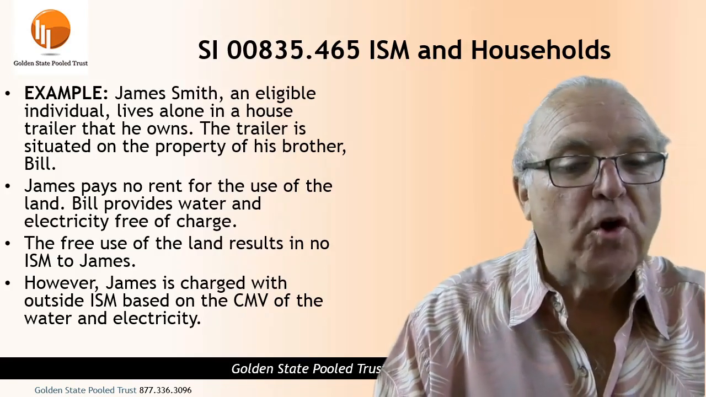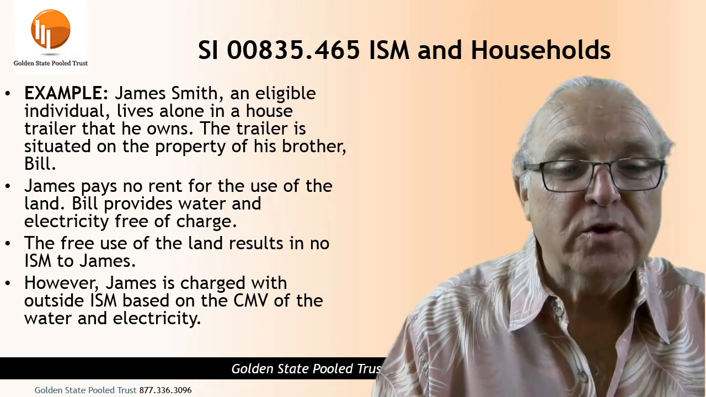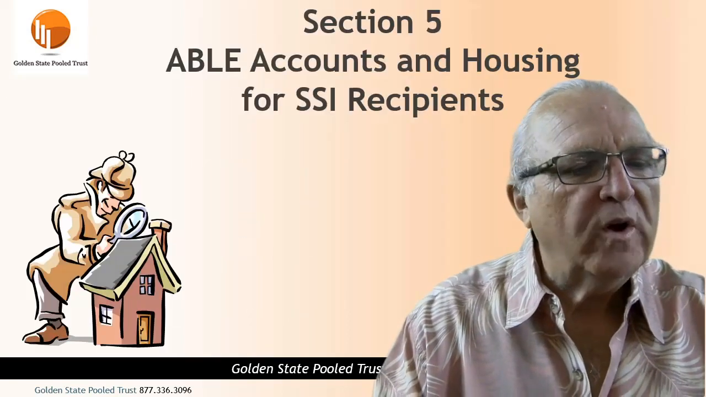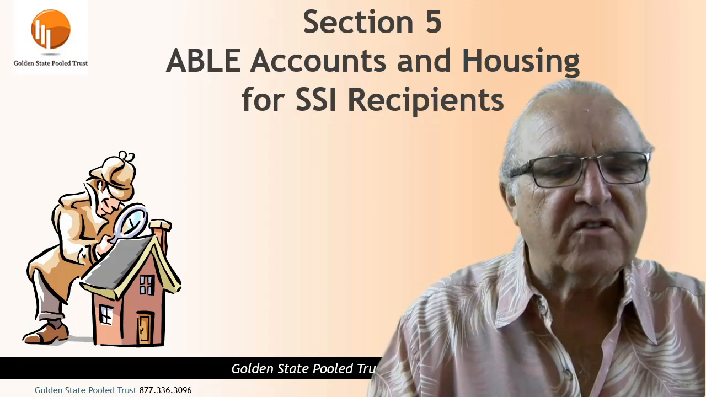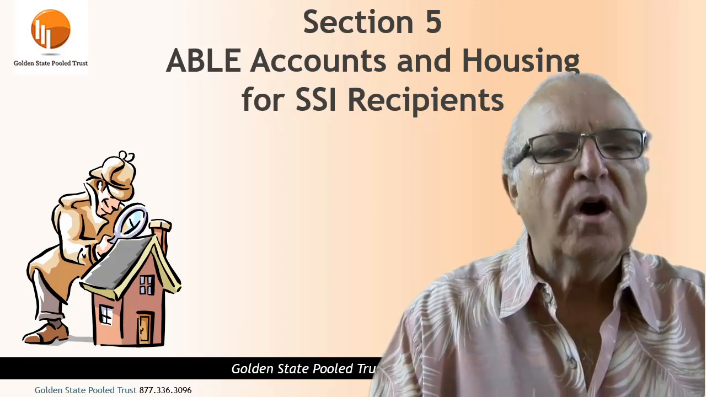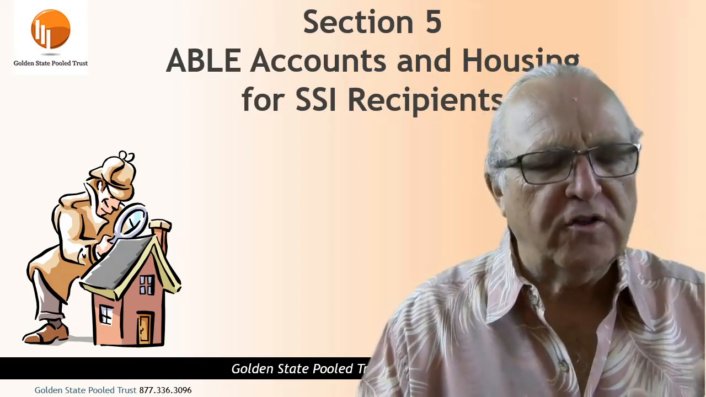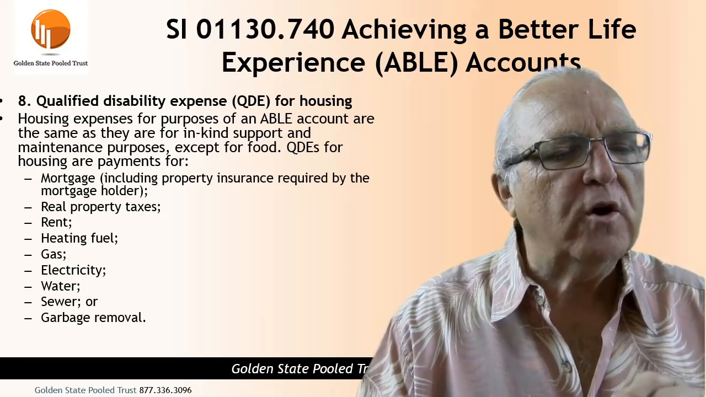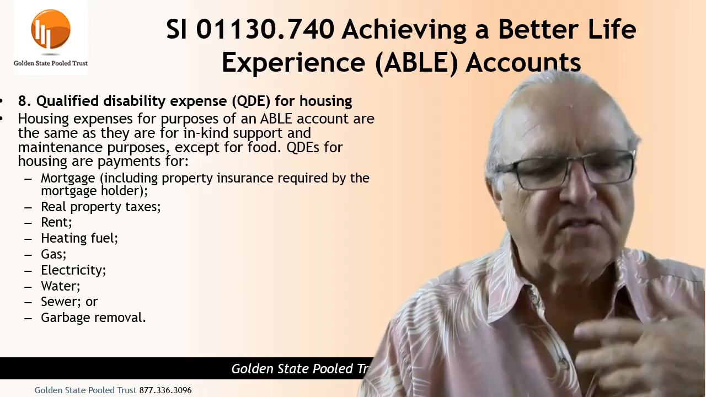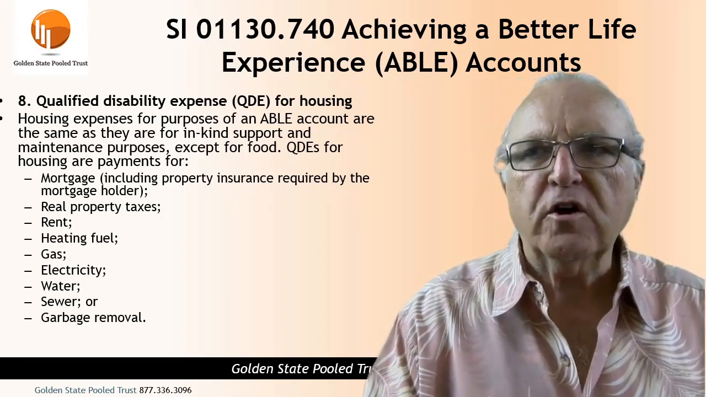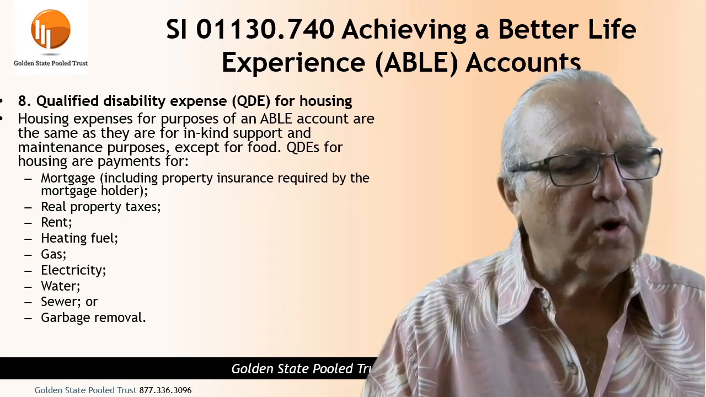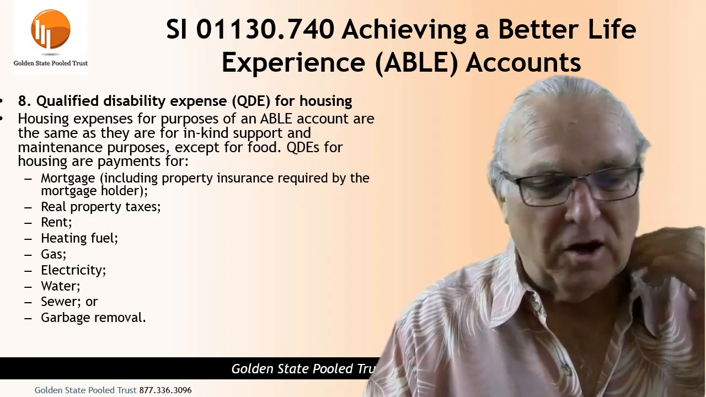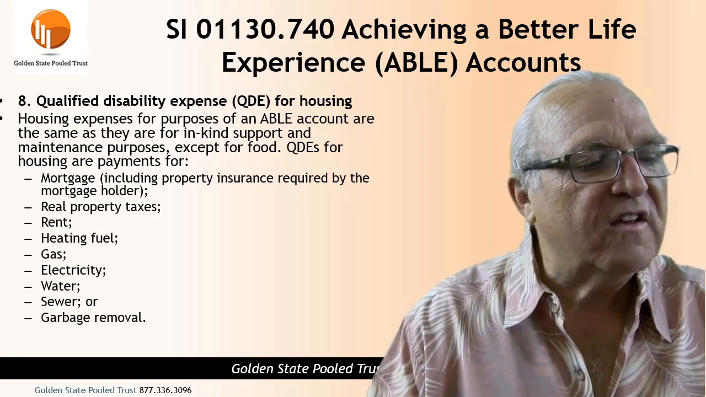Now, let's go through something relatively new that might be kind of the joker in the deck, where we could get around something like that, which is to use an ABLE account for housing and SSI recipients. For this we're going to go through a different part of the POMS. If you Google SI 01130.740, you'll get the ABLE POMS, and a lot of what we're going to go through here, talking about the ABLE Act, is in there. We'll see how that might help us in this situation.